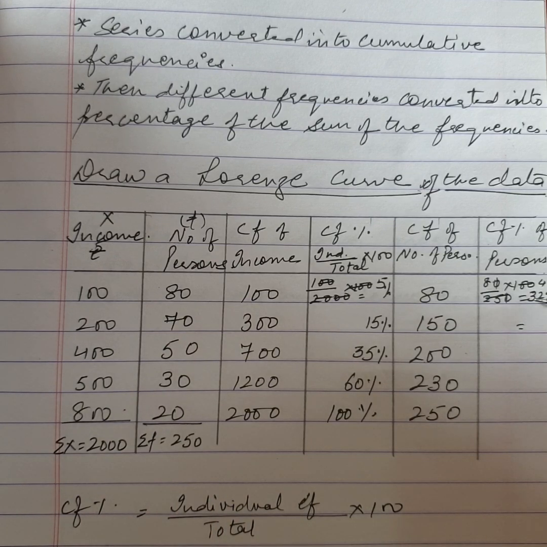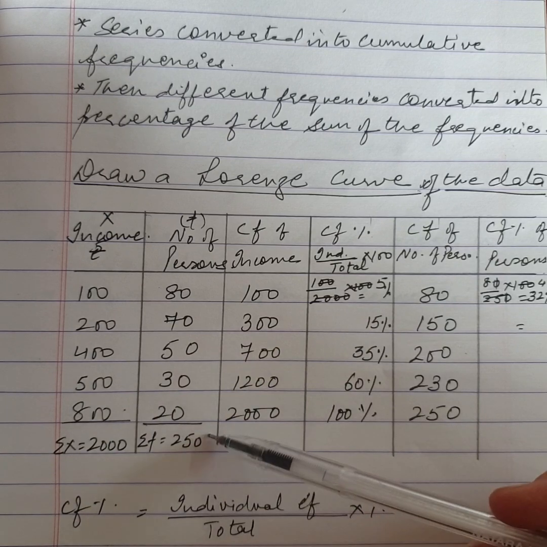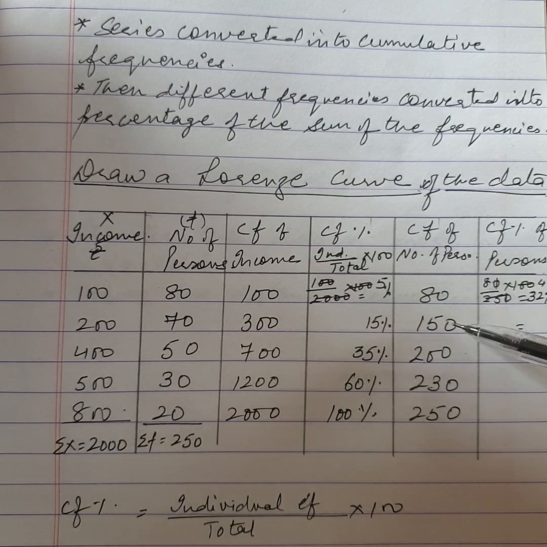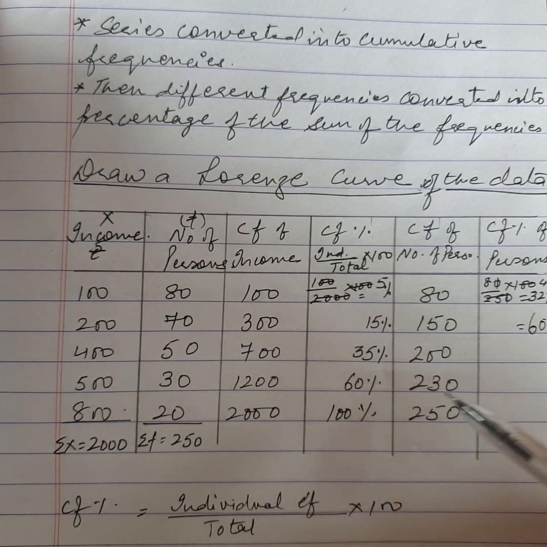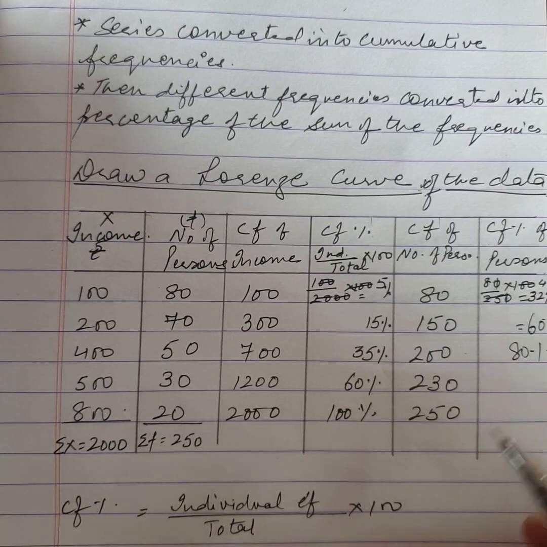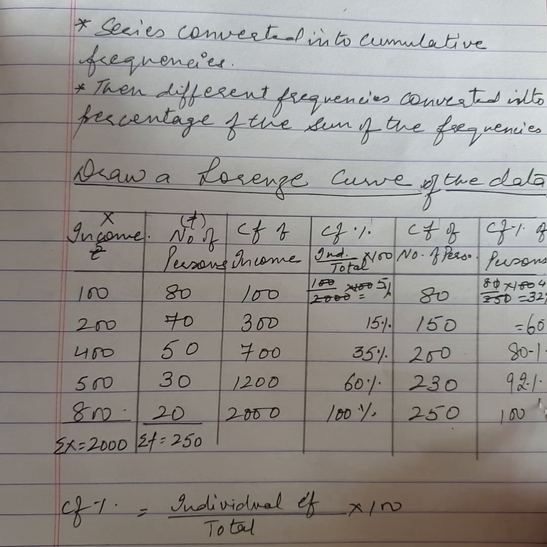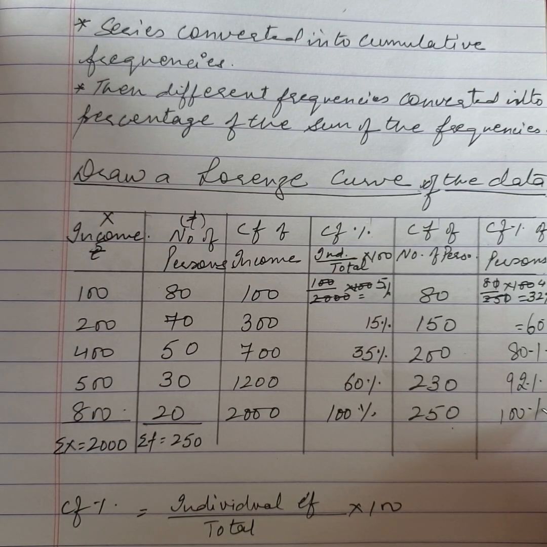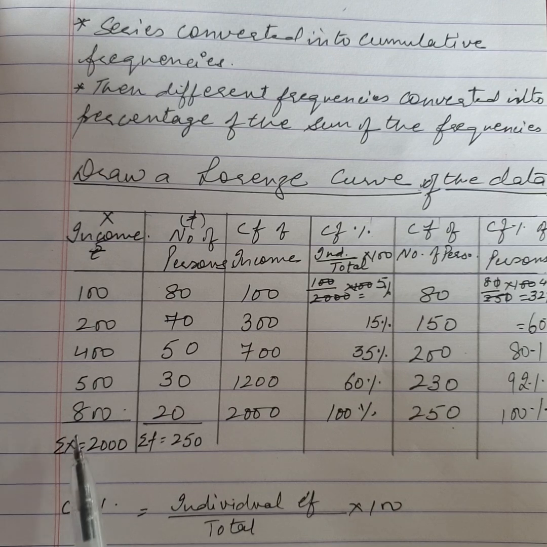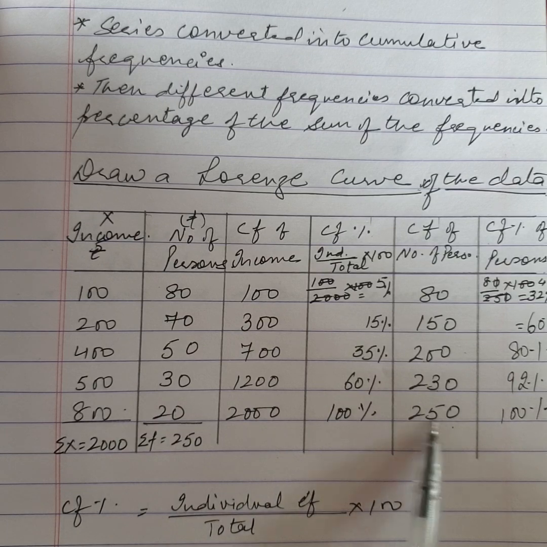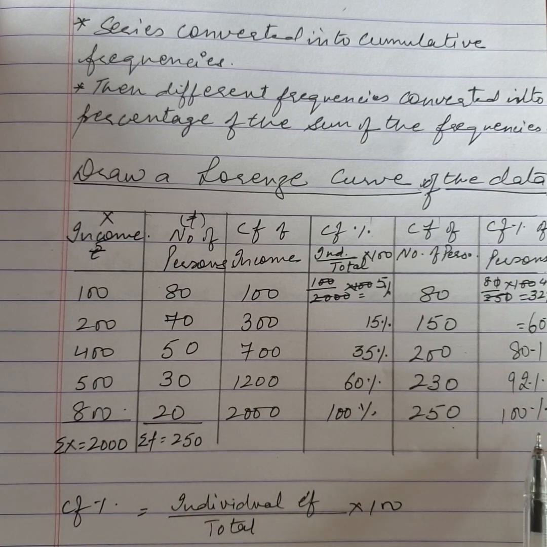Same way we will find the percentage. 80 divided by 250 into 100 is 32%. 150 divided by 250 into 100 comes to 60%. 200 divided by 250 into 100 is 80%. Then 230 divided by 250 comes to 92%, and 250 over 250 into 100 comes to 100%. So this method you have to follow for both income as well as number of persons. First we will convert into CF, then CF into CF percentage.